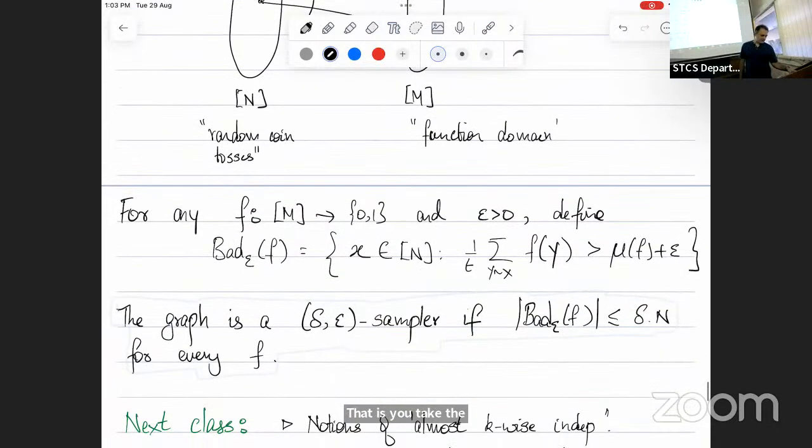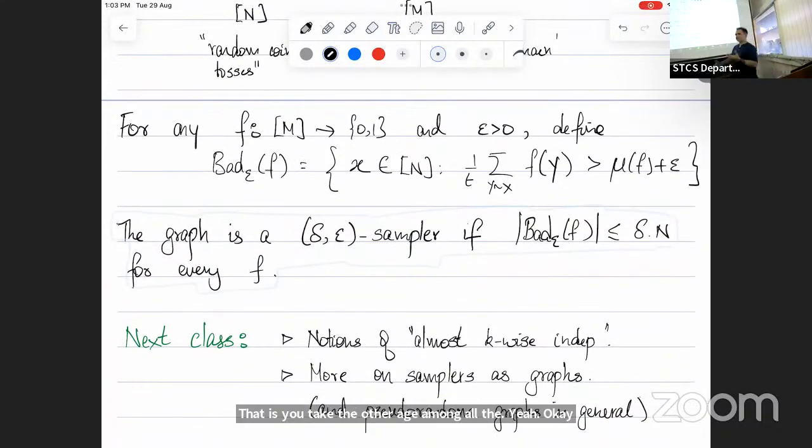Okay, and in the next class, we will slowly start moving towards expander graphs in general. But we will keep the samplers in the back of our minds, and every once in a while keep revisiting the samplers to get a sense of whether we have done better.